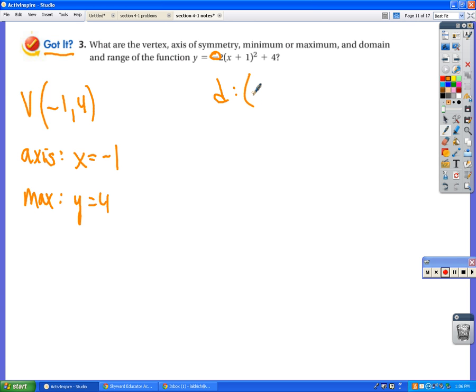Domain? Negative infinity to infinity. Do we have to write that on? Yep. Range? No, because it's a maximum. So it's negative infinity to 4. Okay?